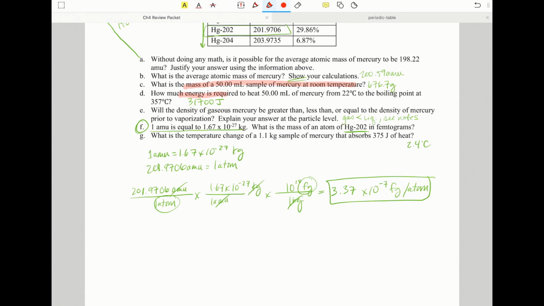F, this is F down here, where basically we're just taking that concept of the atomic mass is equal to one atom, and then we're changing it from AMU per atom to femtograms per atom. And it's just, can you spot a conversion factor and use it?